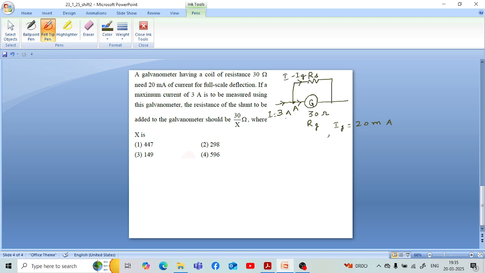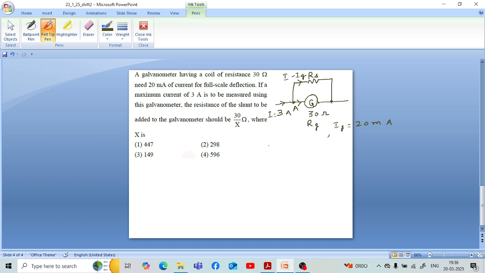Now we have to find the value of the shunt. We know that in parallel paths the voltage is the same. So the voltage across the shunt resistance Rs is the same as the voltage across the galvanometer, because these are placed in a parallel path. So we have to equalize the voltage across these two elements.